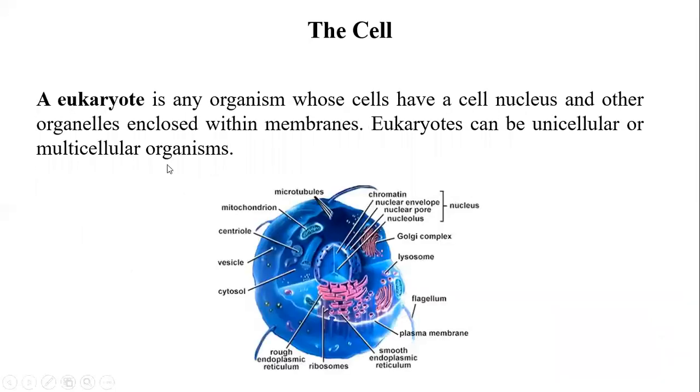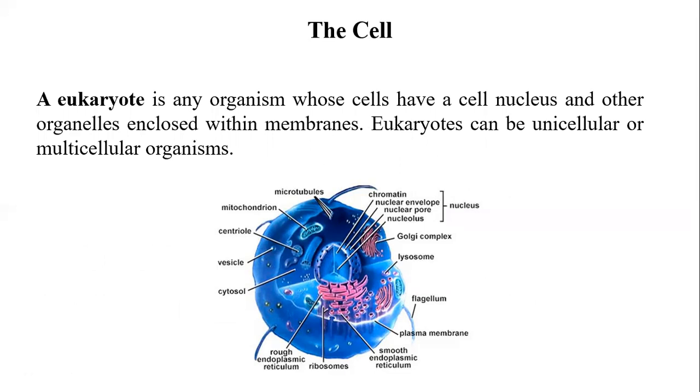Okay, a eukaryote is any organism whose cells have a nucleus. यूकैरियोट्स वो ऑर्गेनिज़म्स हैं जिनका न्यूक्लियस होता है, उनकी सेल मेम्ब्रेन होती है, माइटोकॉन्ड्रिया होता है, and other organelles enclosed within the membranes. और बाकी के जितने भी जो सेल के ऑर्गेनेल्स हैं वो मेम्ब्रेन में एनक्लोज़्ड होते हैं. Eukaryotes can be unicellular and multicellular organisms.